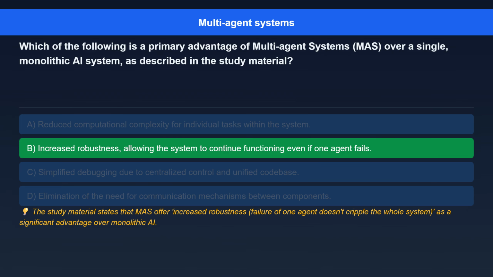The correct answer is, quote, increased robustness, allowing the system to continue functioning even if one agent fails. Here's the explanation. The study material states that MAS offer increased robustness. Failure of one agent doesn't cripple the whole system, as a significant advantage over monolithic AI.